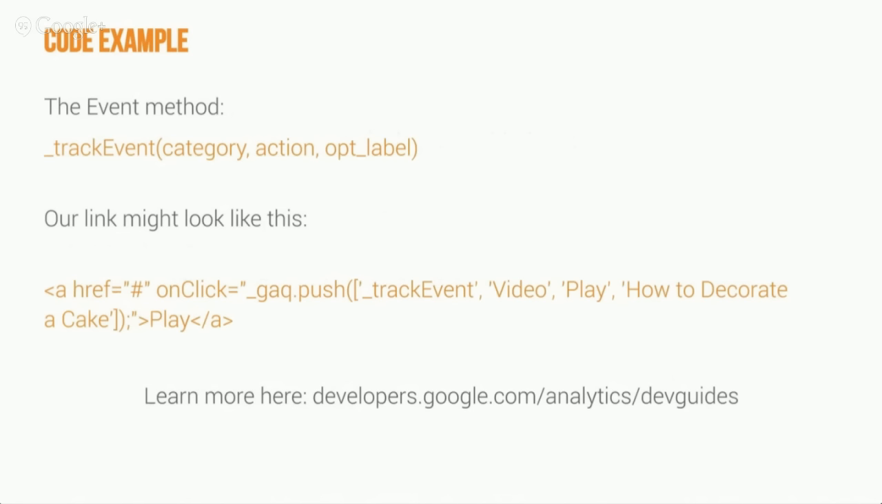So in the code example, the event method is actually pretty straightforward. Underscore track event, and in parentheses, you've got category, action, and the optional label. And because we specified what that looked like before, in this case, video, play, and how to decorate a cake, the HTML is automatically right there. And you can see it directly on your screen. With the href, onClick, track event, video, play, and how to decorate a cake. Once that data is right within your website, GA is going to know exactly what that event means, and it's going to put that into your goal right within Google Analytics.